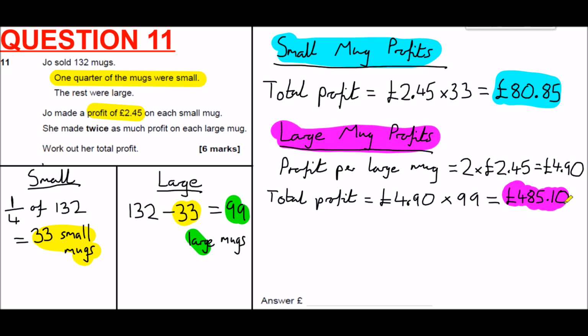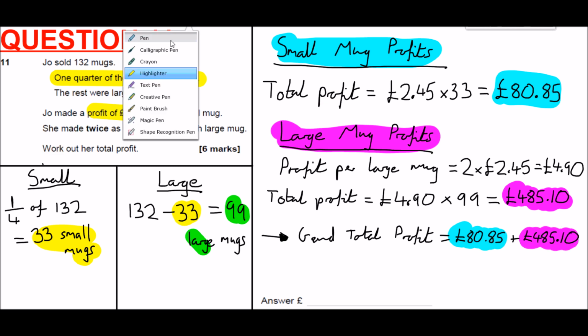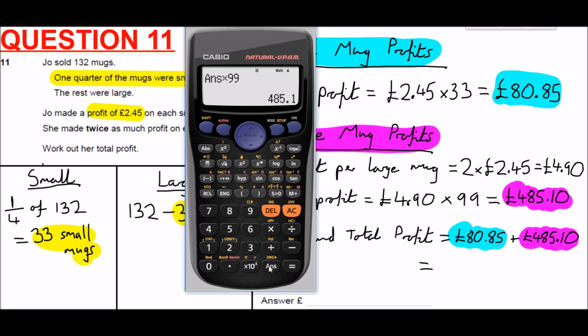So her total profit, the grand total if you like, will be the profits from selling the small mugs, which is £80.85, plus the profit from selling the large mugs, from which she made £485.10. And so the final step we need to do is to add up these two profits, the profits from the small mugs plus the profits from the large mugs. So if we add these two together, we will arrive at our final answer.